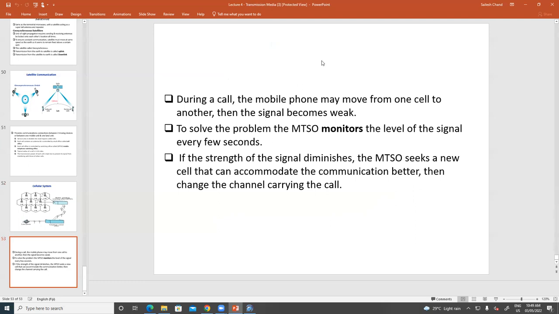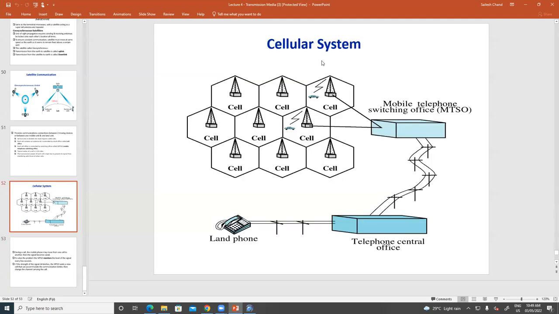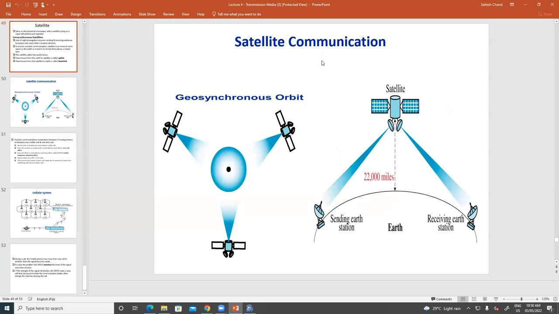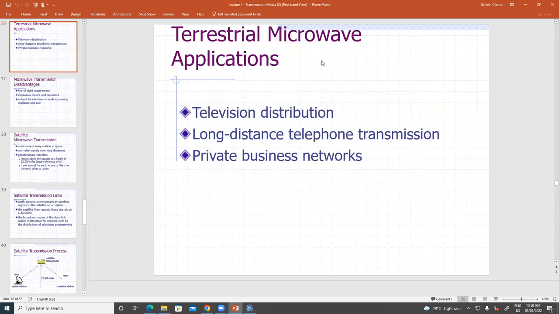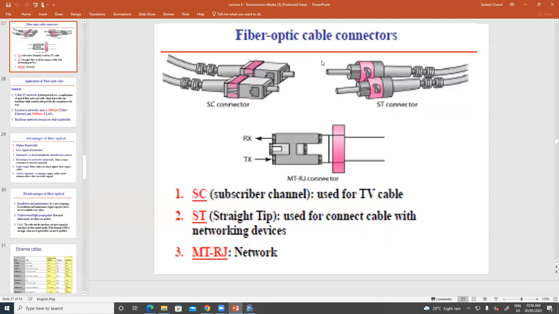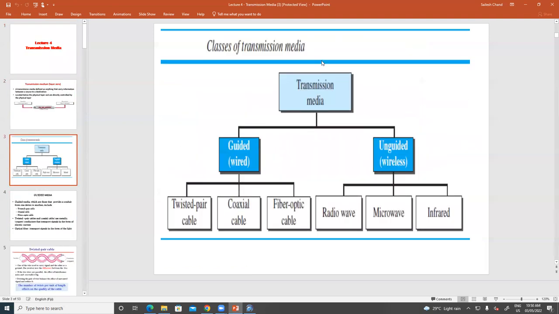So in other words, we have already experienced this. When you move around with your phone, you get different signals. That's basically you getting connected to different cells at different times and at different locations. All right, so that's more about the unguided media. We talked about the three different forms of unguided communication: radio wave, microwave, and infrared.